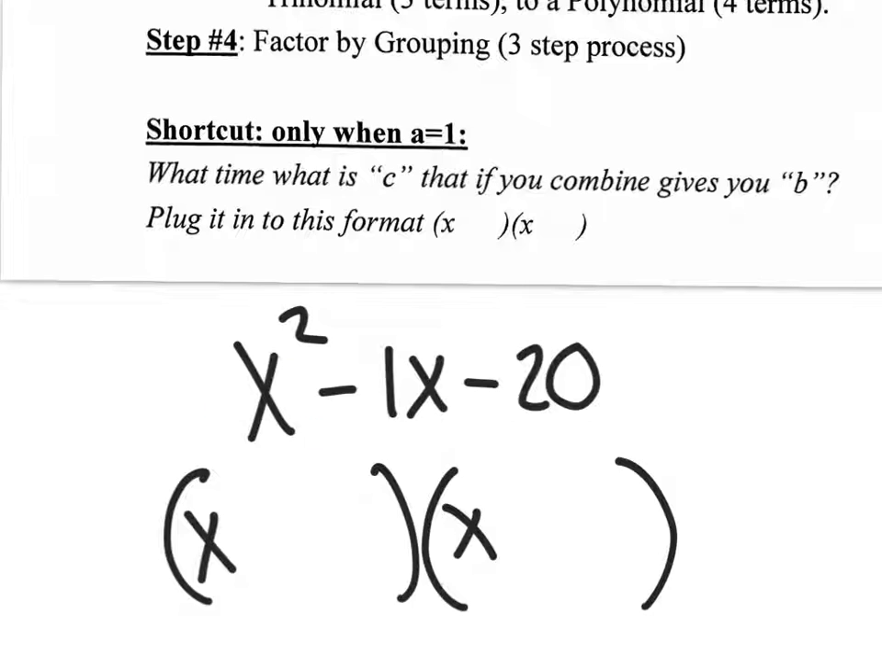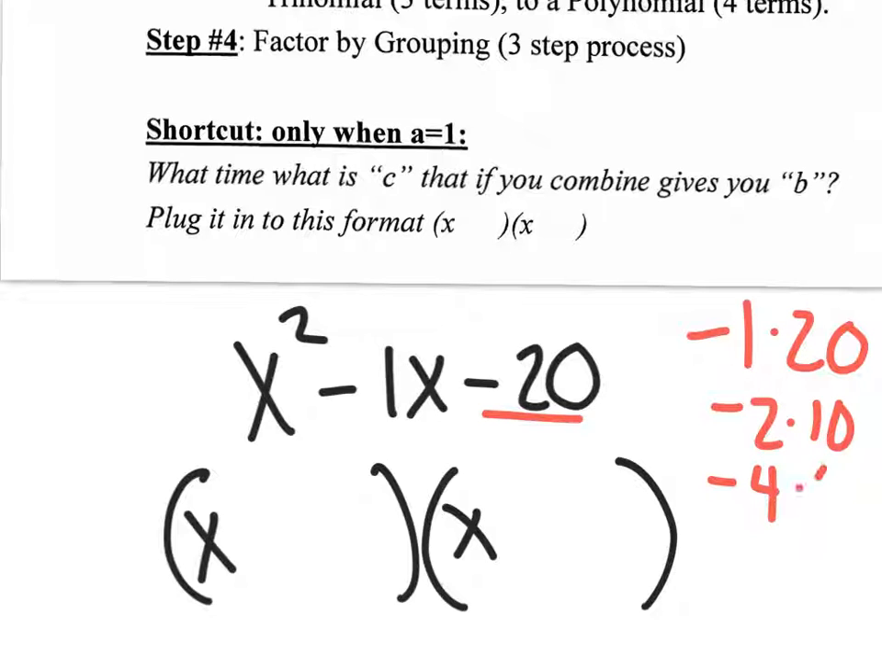Let's just finish this one off. What times what is negative 20 that if I combine together is negative 1? If you don't see it, make a list. Negative 1 times 20 is negative 20, right? How about negative 2 times 10? Negative 3, no, negative 4 times 5. Those are all the possible ways of getting negative 20.